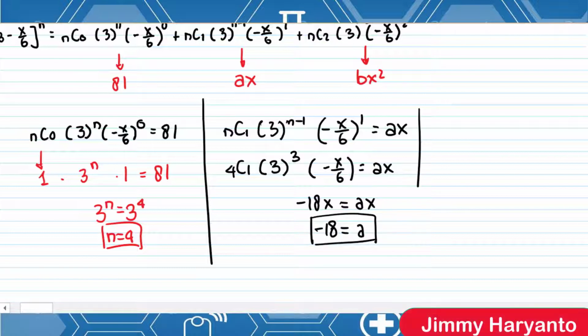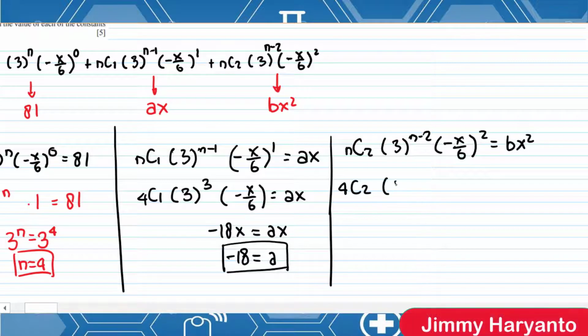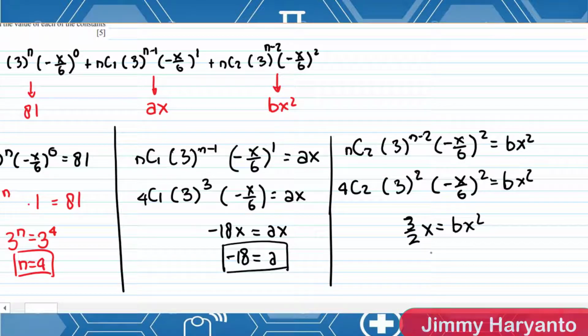And then after that we can find b from the third term. It will be nC2, 3 to the power of n minus 2, and then negative x over 6 to the power of 2 equals bx squared. We can put in n for C2, and then 3 to the power of 4 minus 2, times negative x over 6 squared. Oh, so clumsy today. Equals bx squared. Then after that you can use your calculator to calculate. Times 9 and then divide by 36 equals 3 over 2. 3 over 2 x squared equals bx squared. Therefore b equals 3 over 2.